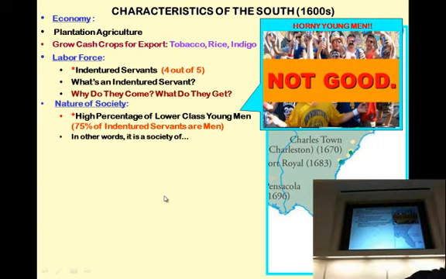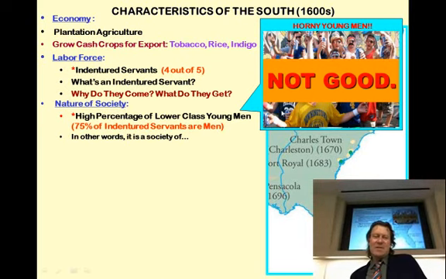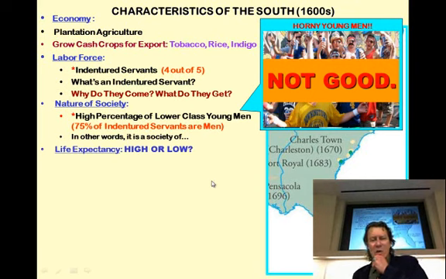When you create a society where 80% of the people there are footloose and foolish young men, you've just created the most unstable society on earth. And they had done that. Yet there it was. Now, is life expectancy high or low?